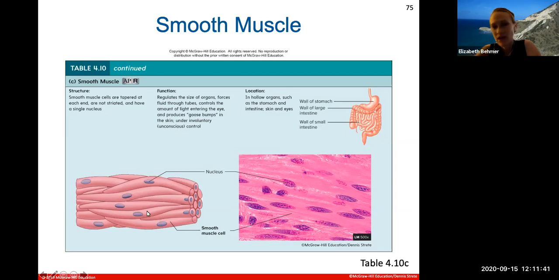There are not striations in smooth muscle. So you'll see it's a lot smoother. There aren't little zebra stripes throughout it.